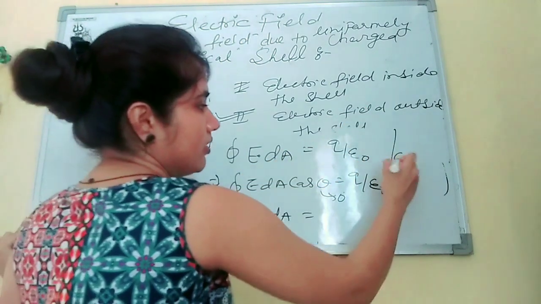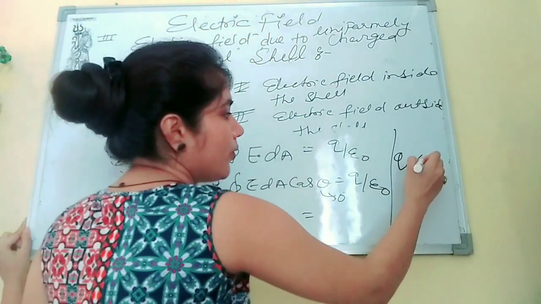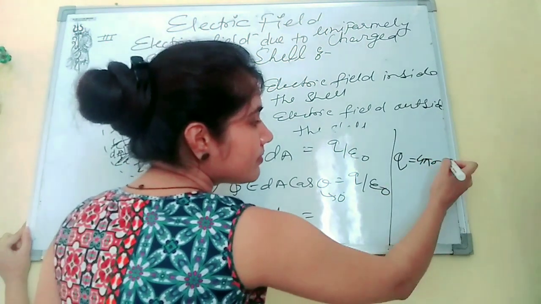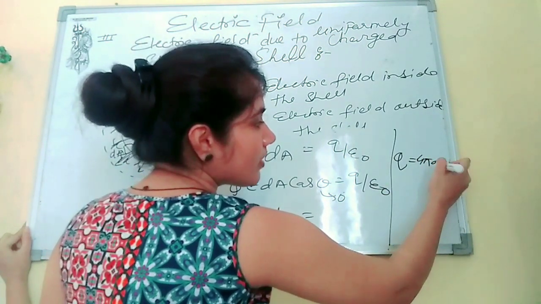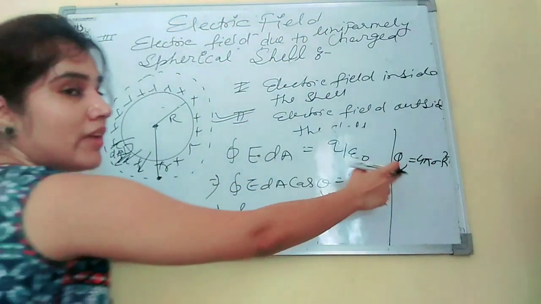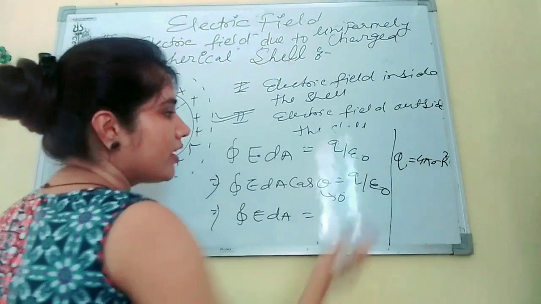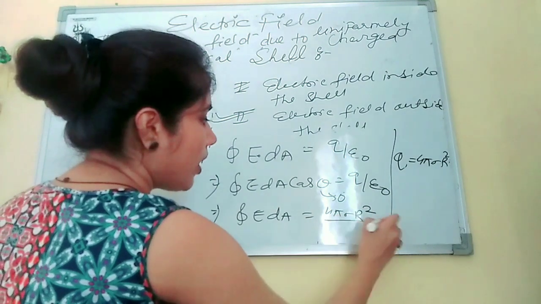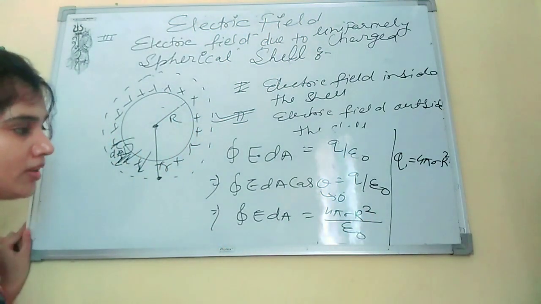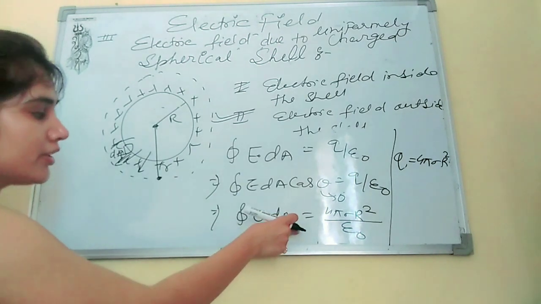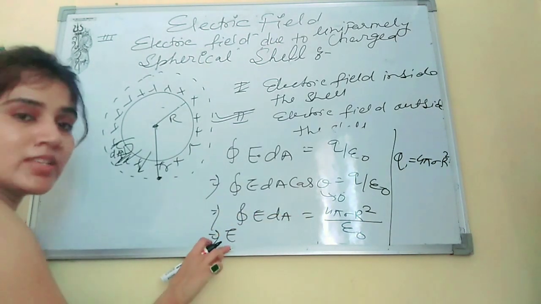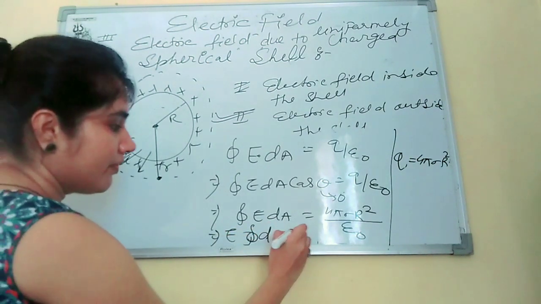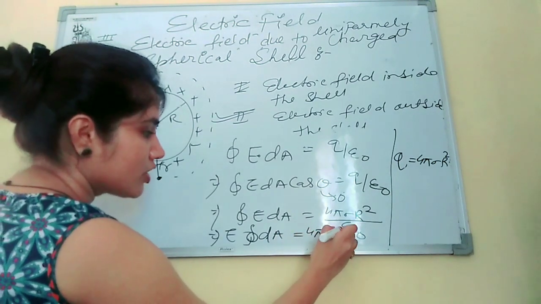The value of Q we have just found. What was the value? That was 4 pi sigma R square. That was the value of Q, 4 pi sigma R square. Now we will put here 4 pi sigma R square upon epsilon naught. Now E will come out, it will work as a constant, and the remaining integral of dA, the summation of dA, equals 4 pi sigma R square upon epsilon naught.